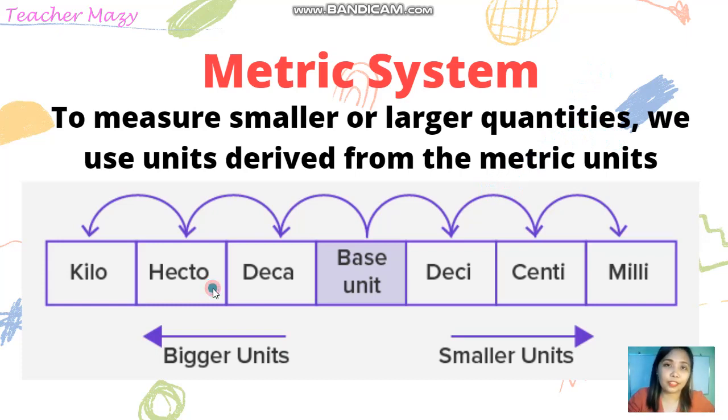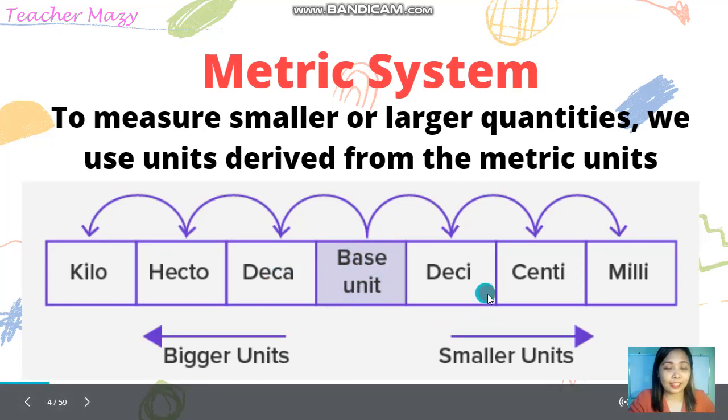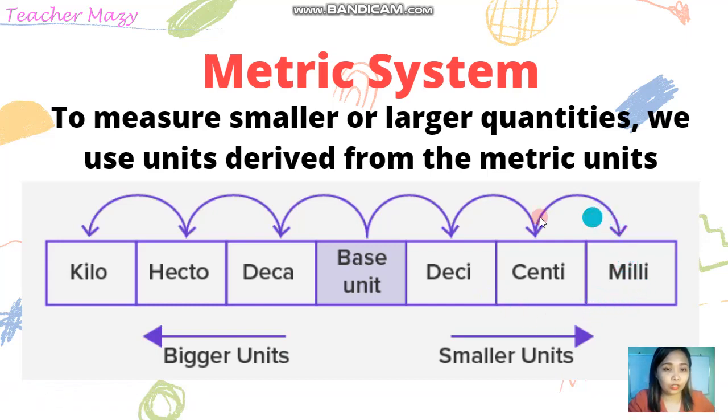These are the prefixes used na usually ina-add sa ating mga units. So first we have the kilo, hecto, deca, our base unit. So yung base unit differs, depende kung ano yung hinahanap natin. Ayan. So this deci, centi, and milli. So all you have to do is to familiarize yourself about the 6 basic prefixes used in metric system.